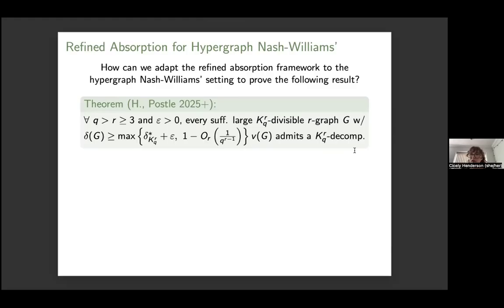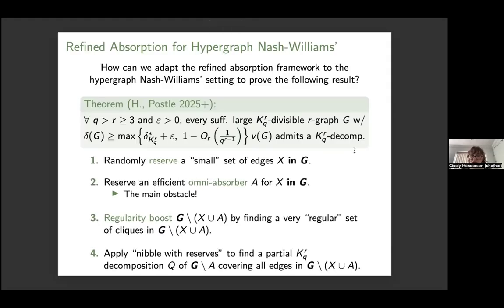Okay, well, how can we adapt this refined absorption framework from the last slide to the hypergraph Nash-Williams setting to prove the following result? Just as a reminder, this is the main theorem that Luke and I proved. Well, step 1, we're still going to randomly reserve a small set of edges X, but this time we're reserving them in our graph G instead of in the complete graph. That's not too hard. Chernoff bounds will still do that for you.